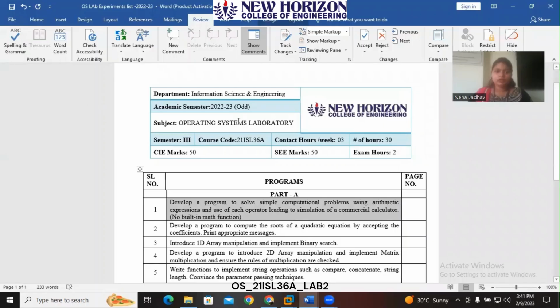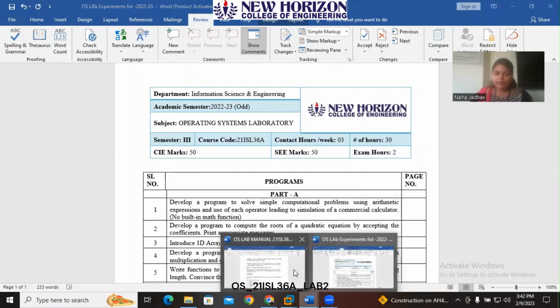Hello students, as we have already started with our operating system lab, in the last video we completed the first program execution, that is a simple calculator using some arithmetic expressions. Now let us learn the second program, that is develop a program to compute the roots of a quadratic equation by accepting the coefficients and printing the appropriate message. Before we start with this program, let me explain what exactly the quadratic equation means.